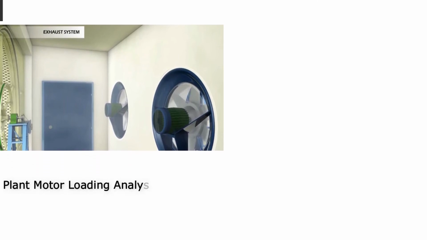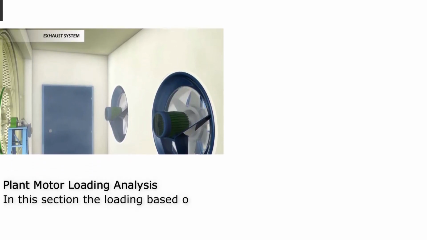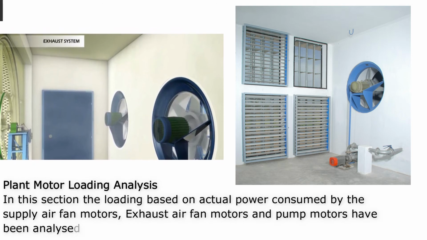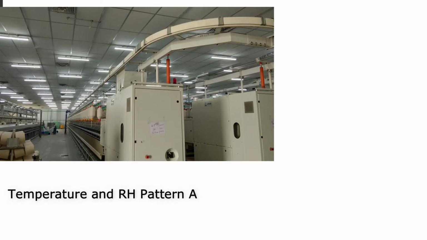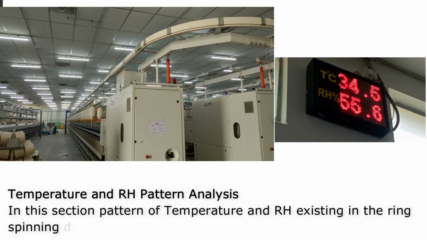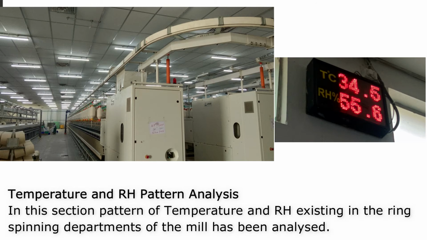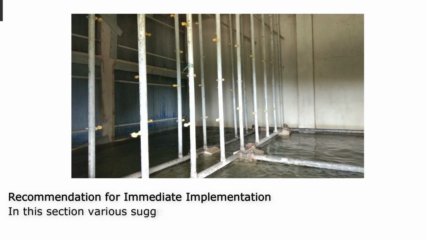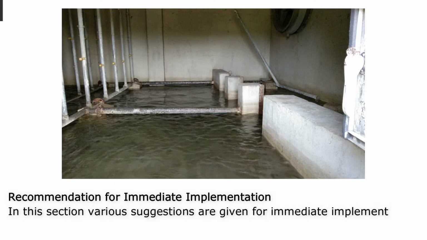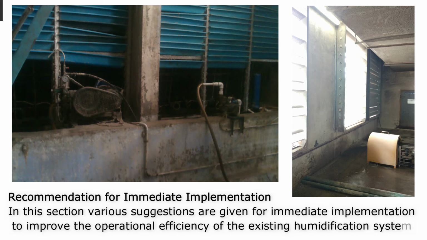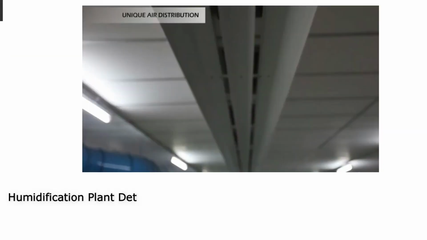Plant motor loading analysis. In this section, the loading based on actual power consumed by the supply air fan motors, exhaust air fan motors and pump motors has been analyzed. Temperature and RH pattern analysis. In this section, the pattern of temperature and RH existing in the ring spinning departments of the mill has been analyzed. Recommendation for immediate implementation. In this section, various suggestions are given for immediate implementation to improve the operational efficiency of the existing humidification system.